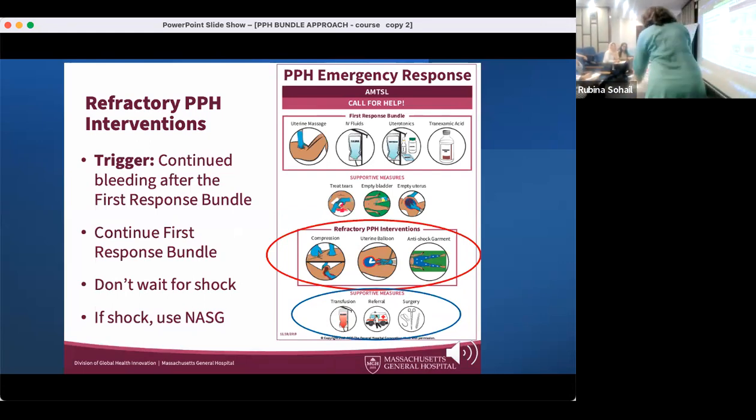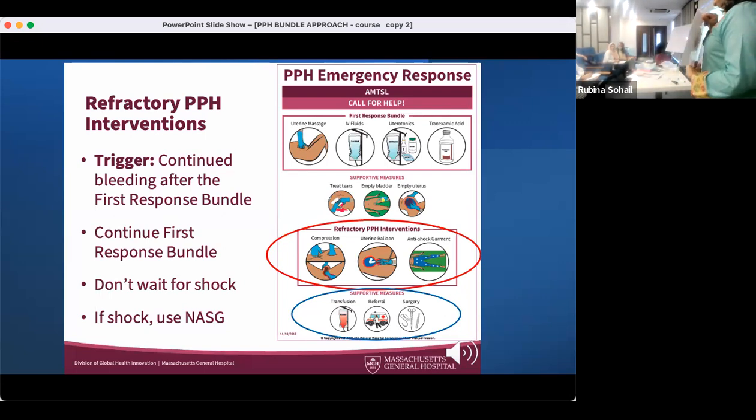Bimanual compression: you compress the uterus, and between your fist and the abdominal hand you are compressing the uterus. This is the uterine massage. I understand that the utility of bimanual compression has decreased because of the presence of balloon tamponade, which is a better method of it.